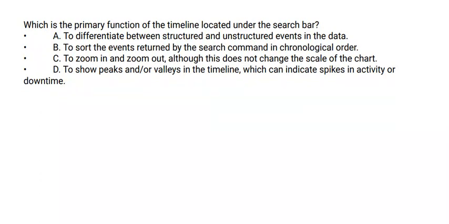Options are, option A, to differentiate between structured and unstructured events in the data. Option B, to sort the events returned by the search command in the chronological order. Option C, to zoom in and zoom out, although this does not change the scale of the chart. And option D, to show peaks and or values in the timeline which can indicate spikes in activity or downtime.